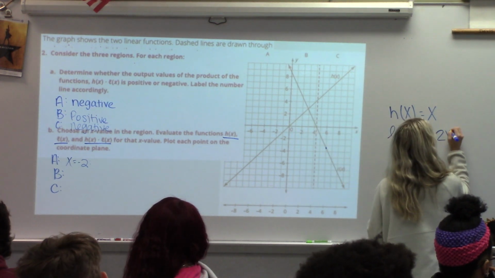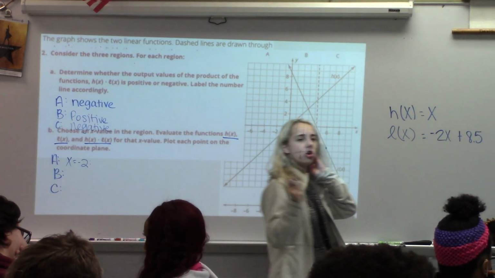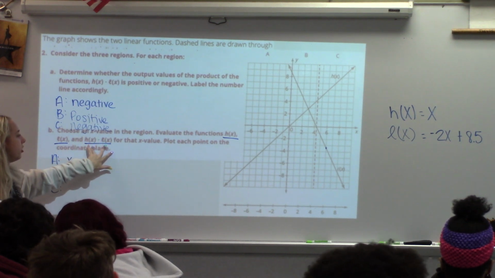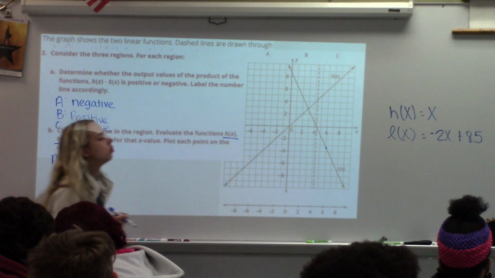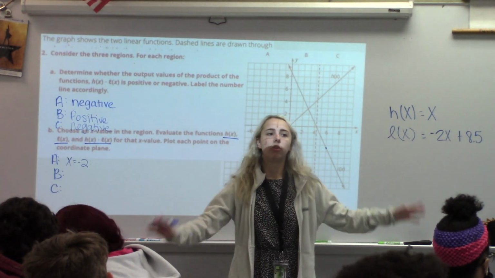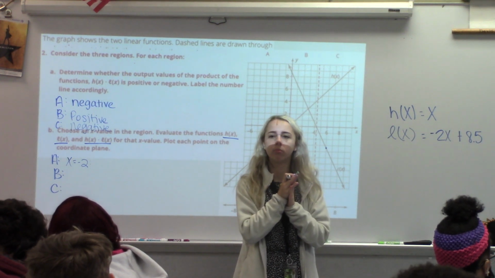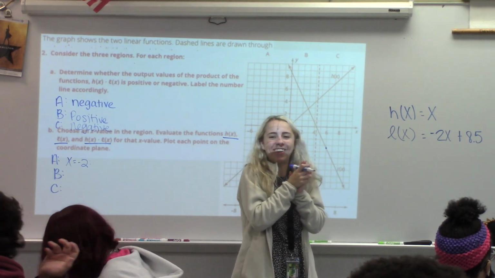Okay, negative 2x plus 8.5. Okay, and then you also have to find the product of these two. So, once you find your h of x and your L of x, to find their product, what do we need to do? We're going to multiply to find the product.